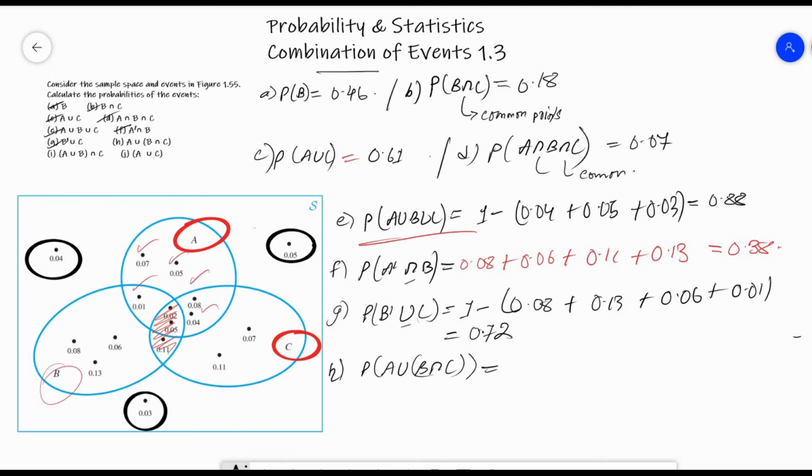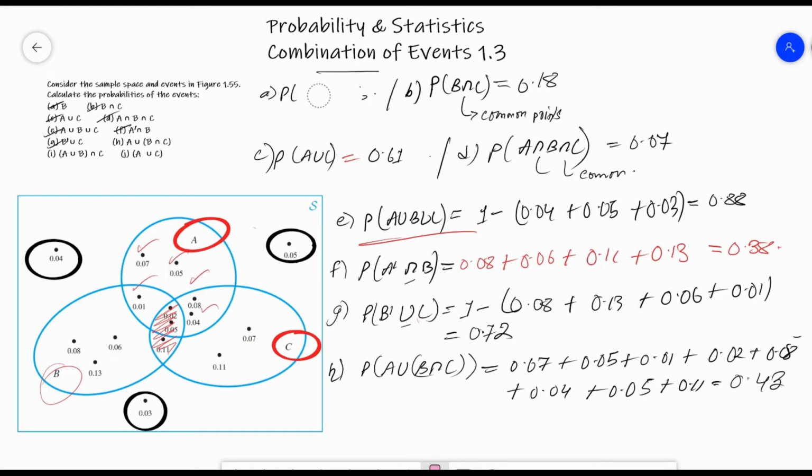We have 0.07 plus 0.05 plus 0.01 plus 0.02 plus 0.08 plus 0.04 plus 0.05 plus 0.11, and we end up with 0.43. Now we are running out of space here a bit. Let me erase some from here.